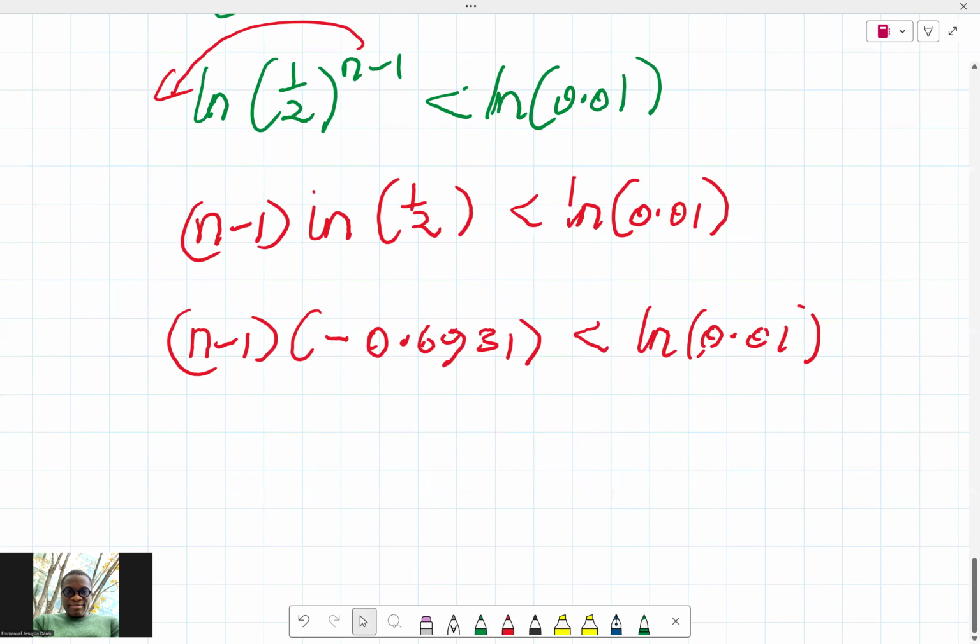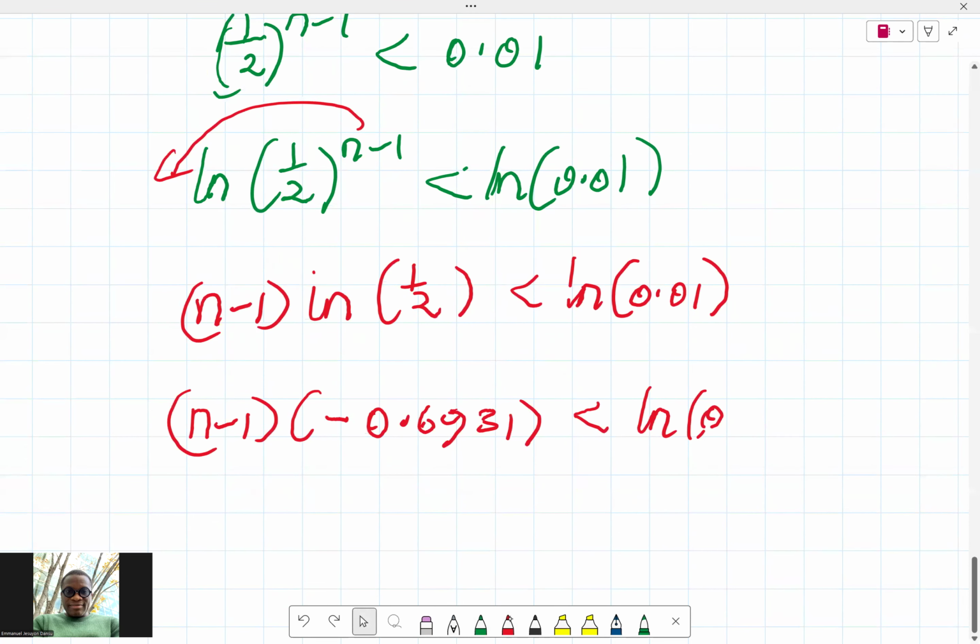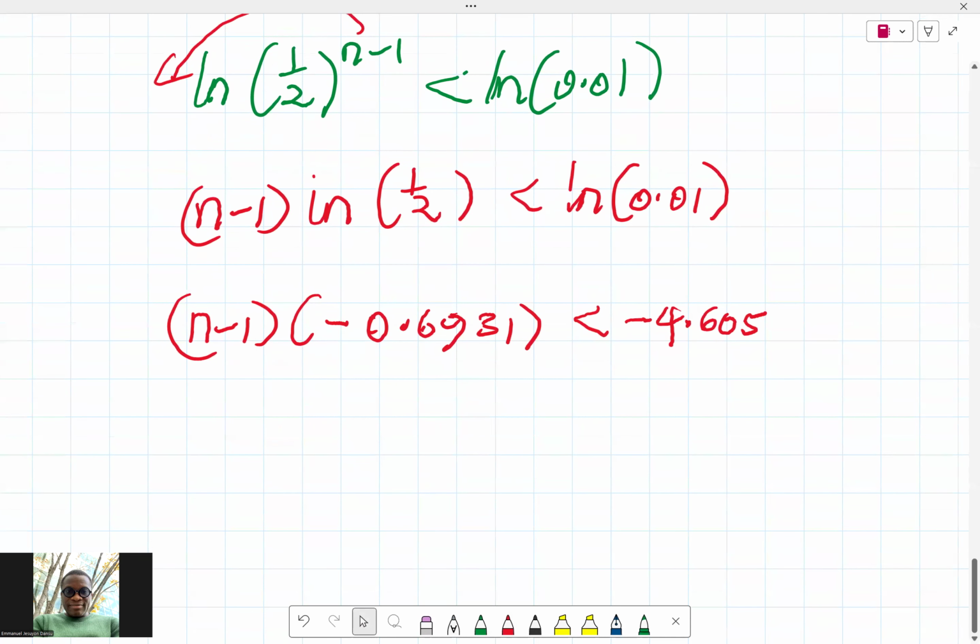So now, I think at this point we can get what that is. Ln 0.01 is approximately minus 4.605. If you punch your calculator for that, you get minus 4.605. So we can divide both sides by minus 0.6931. Now when you divide by a negative sign in an inequality, the sign changes.